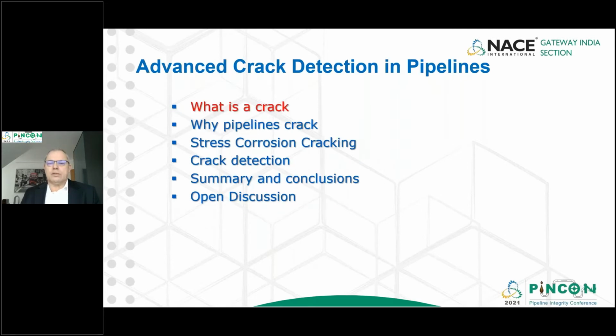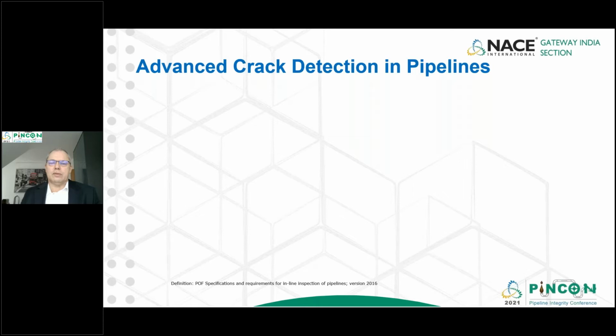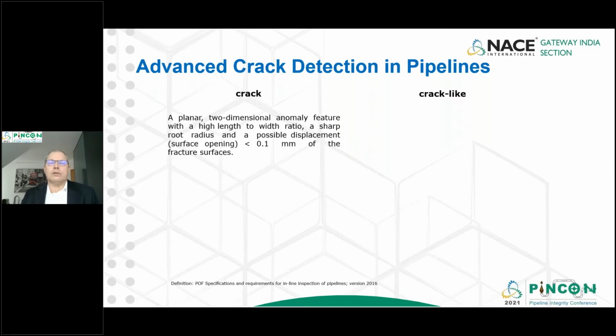First of all, we need to understand what a crack is, because this is an important part of the whole discussion about crack detection. I'm referring here to the specifications as provided by the Pipeline Operators Forum, which can be read in the version of 2016. A crack is a planar two-dimensional anomaly feature with a high length to width ratio, a sharp root radius, and a possible displacement, which means a surface opening of less than 0.1 millimeter of the fractured surface.